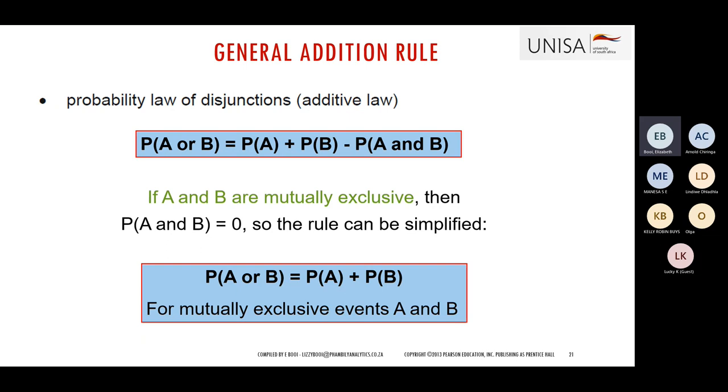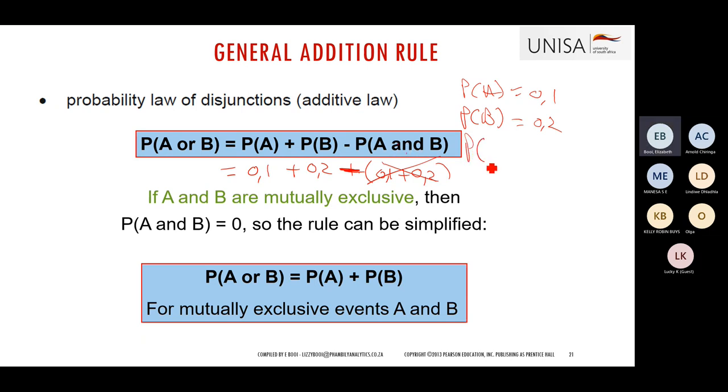If they didn't tell you or you don't see them as mutually exclusive, then the probability of A or B is equal to the probability of A plus the probability of B minus the probability of A and B. Now, when you look at this probability of A and B, let's say they give you the probability of A as 0.1 and the probability of B as 0.2. Please do not substitute here and say 0.1 plus 0.2 minus, and put in a bracket 0.1 plus 0.2. This is not the same as that.